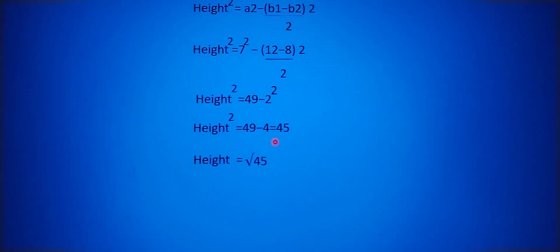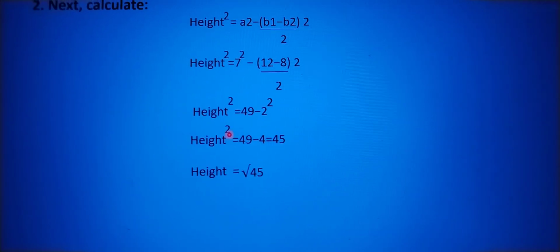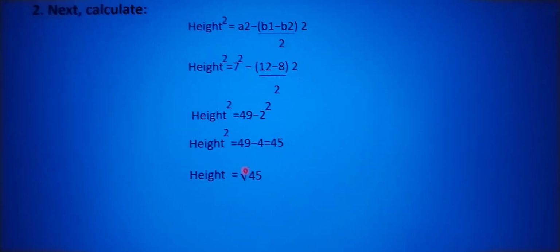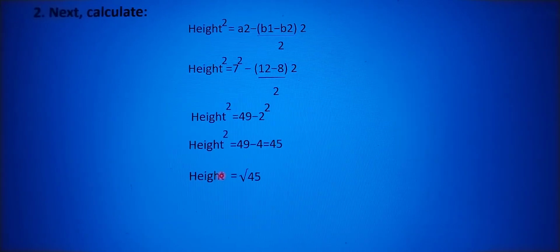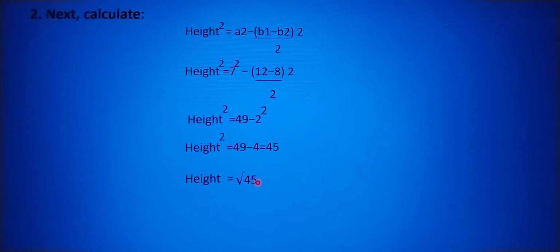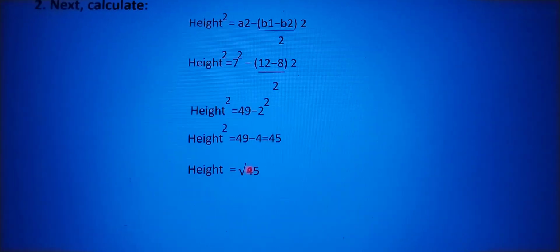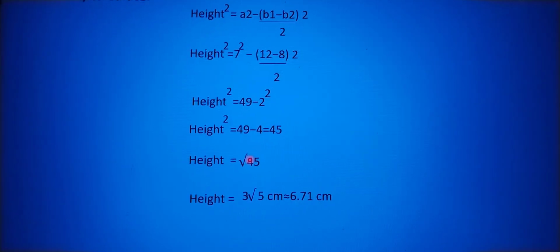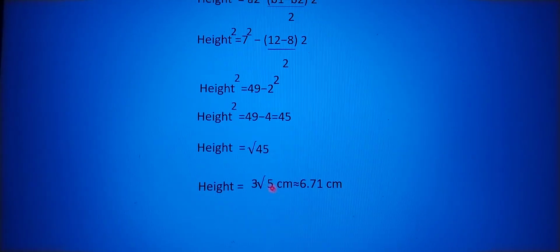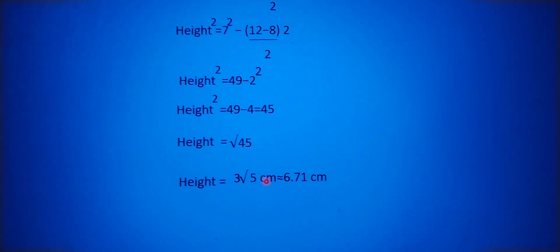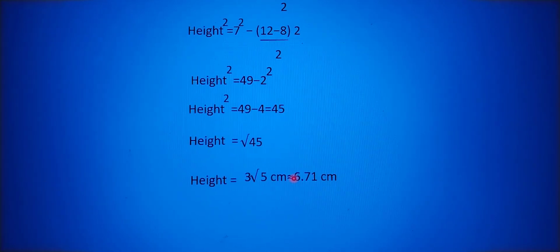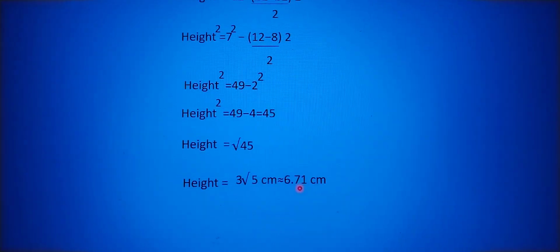So h is equal to, to get h, we have a square here, so I'm going to put this in a radical so I can cancel the square. So h is equal to the radical of 45, which means h is equal to 5 radical 3 centimeters, which is approximately equal to 6.71 centimeters.